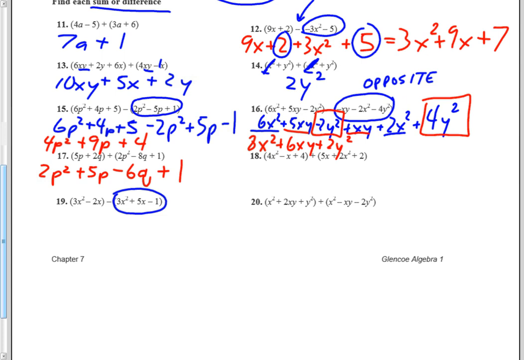I have nothing to combine with 2p squared, nothing to combine with 5p, but I did have a 2 cubed and a minus 8 cubed. That gave me minus 6 cubed. The plus 1 I had nothing to combine with, so I just wrote it down. That's as far as you can take it. Over here, I had 6x squared. It takes care of that. I have a plus 4x, and I have a plus 6.